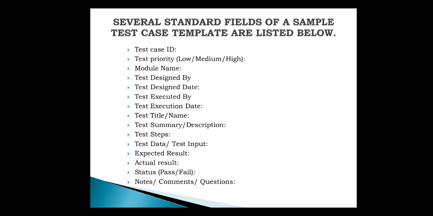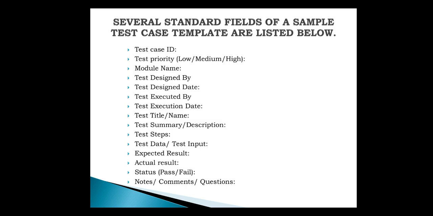Next is test data or test input. This is nothing but the data which you are going to provide at the time of execution. Next is expected result. What the system output should be after the test execution needs to be mentioned in this field. Describe the expected result in detail, including any error message that should be displayed on the screen.